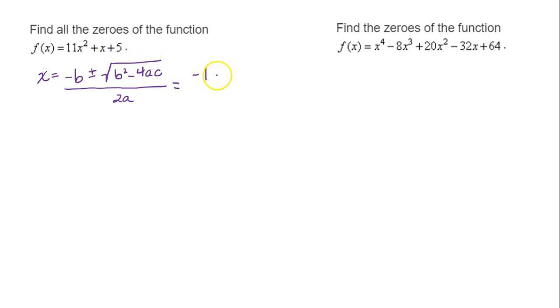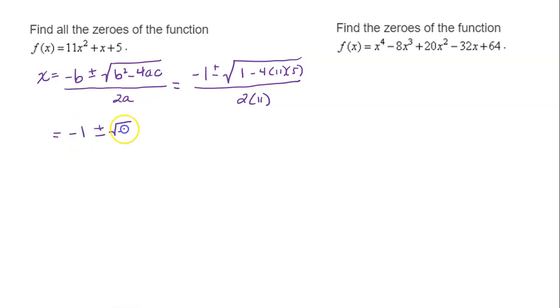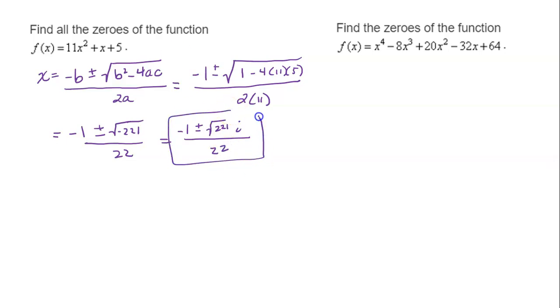-1 is b, okay, or 1 is b, but it's -b. Square root of 1 minus 4 times 11 times 5, all over 2 times 11. So I get -1 plus or minus the square root of -221 over 22, which you can also write as plus or minus 221i over 22. That's your answer, believe it or not.